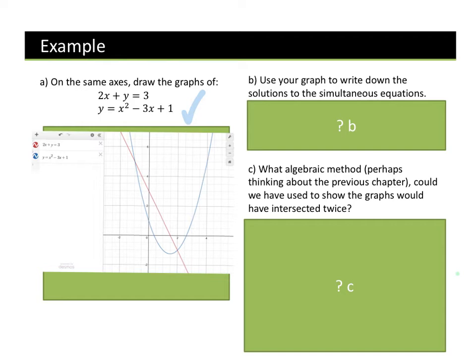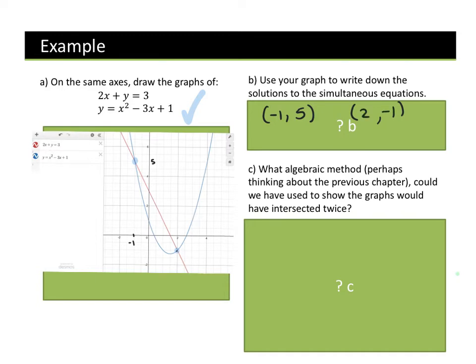Okay, now the reason why we're going to use Desmos as well is because once you draw your graph, you can check it's correct yourself using Desmos. Then it says, use your graph to write down the solutions to the simultaneous equations. This is where they cross. So I've got one solution here, I've got one here. So if I look at the first one, my coordinate is -1, 5. And then for my second coordinate, I have 2, -1.